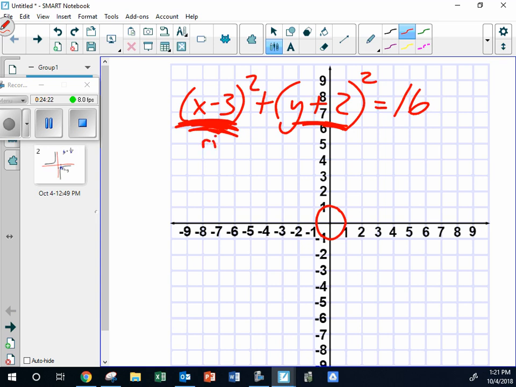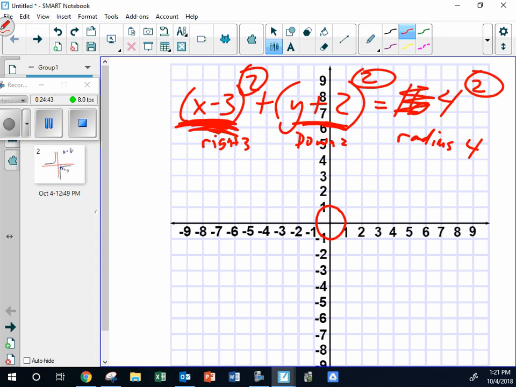So this means right 3. This means down 2. And this means it has a radius. Please don't say 16. False. 4. Because 4 squared is 16, right? So I can replace the 16 with 4 squared, and then it repeats the pattern. Squared, squared, squared. See? So the radius is 4.